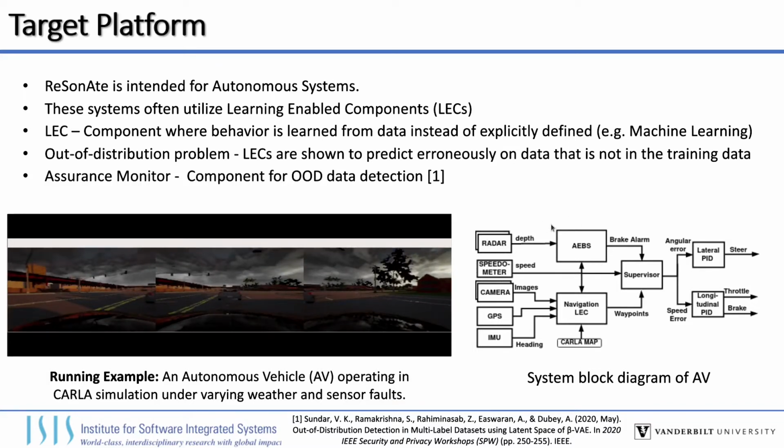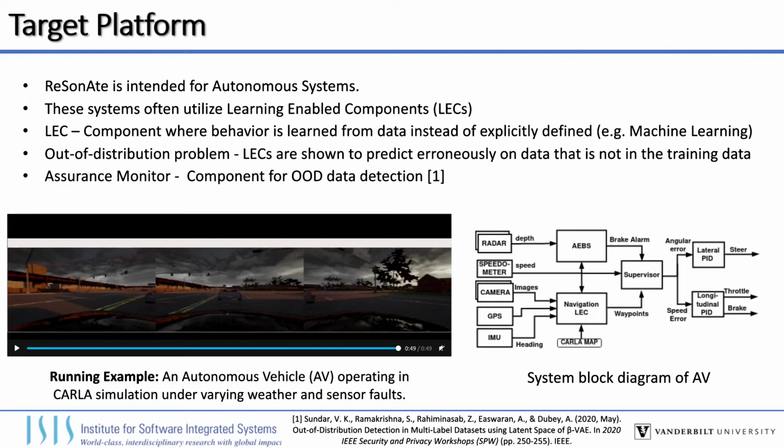So if this system detects that we're approaching an obstacle too quickly, then it will signal a brake alarm, and the supervisor will override our normal LEC control and apply a brake command to the vehicle. As I mentioned, our primary control is done with an LEC, or a learning-enabled component. In this case, it's a type of machine learning neural net. But in general, an LEC is any component where behavior is learned from data instead of explicitly defined.